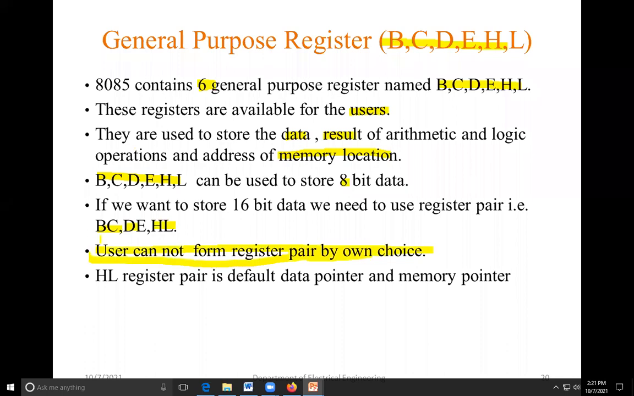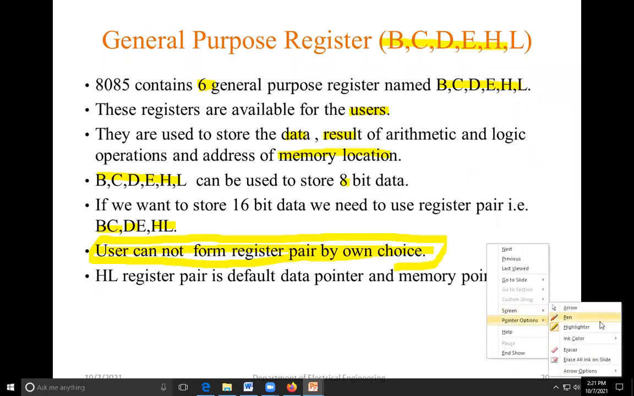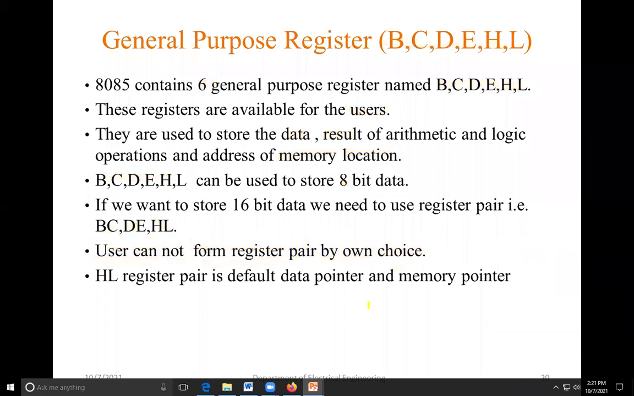This is a very important part of your 8085. You have to transfer 16-bit data. You have to make the addition of 16-bit data. For that purpose, you have to make pairs of these general purpose registers. But the general purpose registers are paired by the microprocessor. What? BC, DE, and HL. These are the 3 pairs of general purpose registers where you can transfer the 16-bit data. This is a very important part of the general purpose registers, because you can't create your own pairs. Means the user cannot create their own pair to transfer 16-bit data.